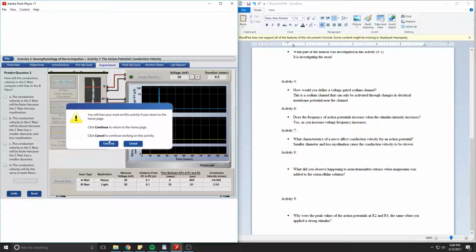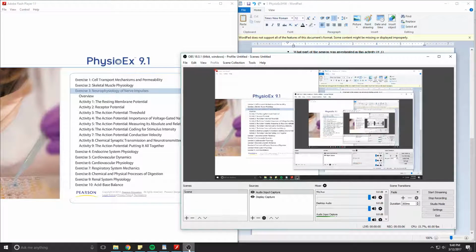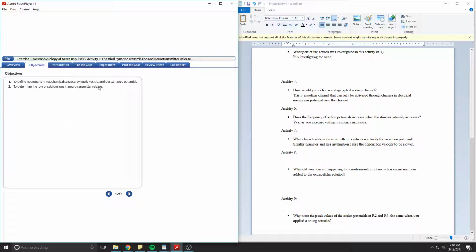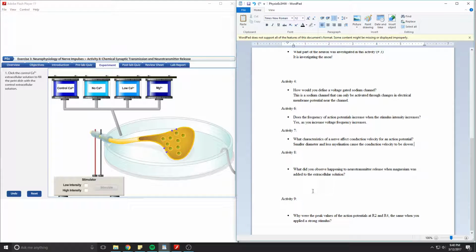Number 8. Let's make sure this recording's still going. Okay, thank God. I'd probably have to shoot myself if it didn't stop at this point. I'm getting really tired.